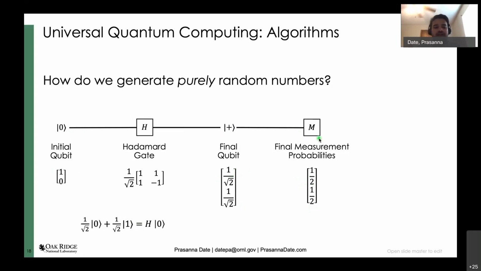So if you can generate 0 with probability half and 1 with probability half, purely without using any pseudo random numbers or anything, you can generate all sorts of random variable distributions. This is the basic problem of generating purely random numbers. You can denote this algorithm using the quantum circuit as shown here, or you could also just write it in equation form, saying that you start with the ket 0 state, apply the Hadamard gate to it, and you end up with the final plus state.